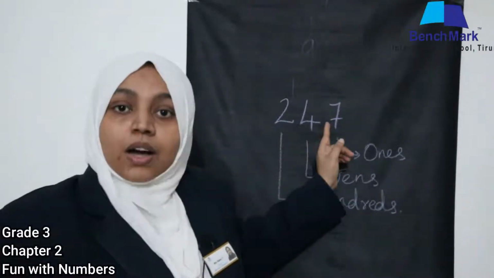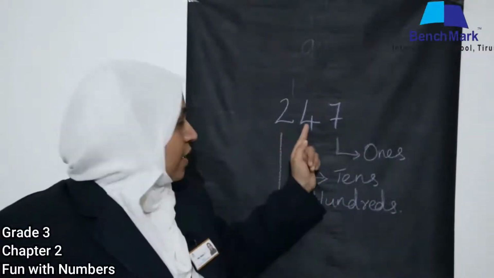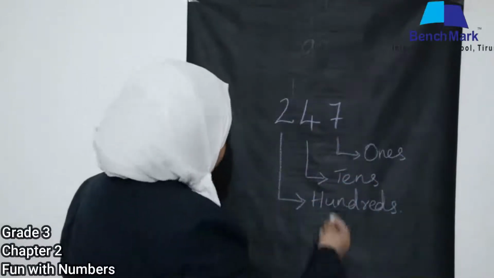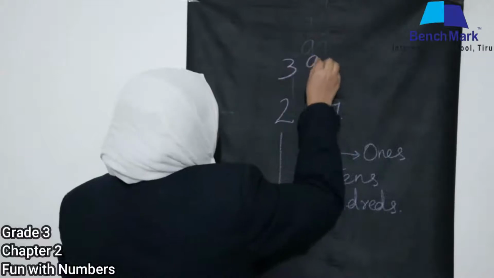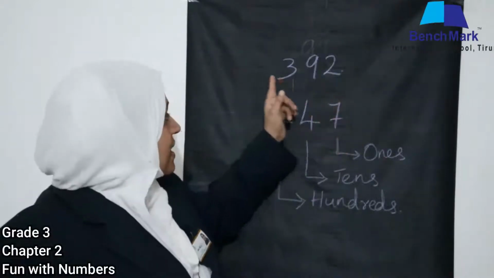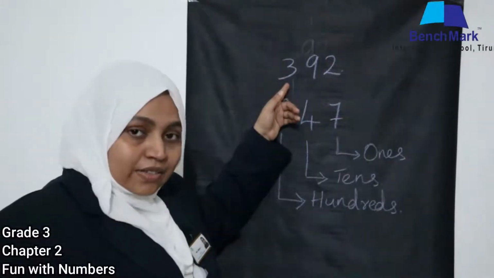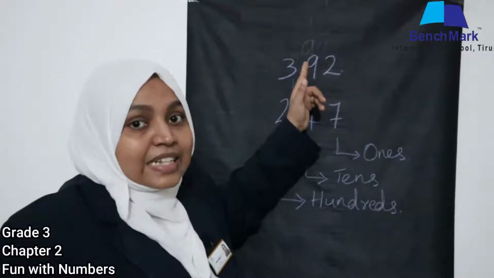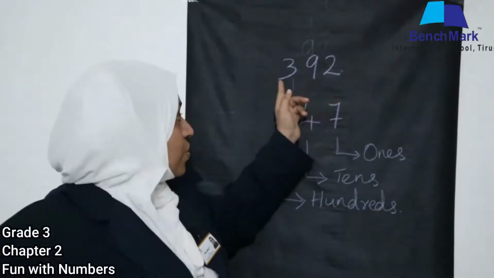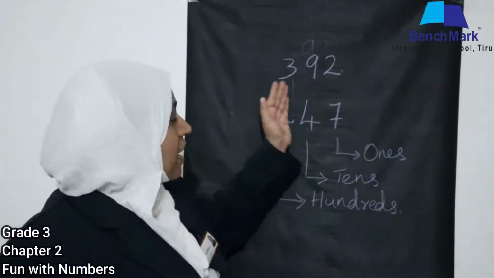Okay, so 247, same way. How to read this number? Yes, it is 300. 3 is there in hundreds place, 300. 9 in tens place, 9 tens means 90. So 390, and 2 in ones place, 392. Now let us see how to expand these numbers.